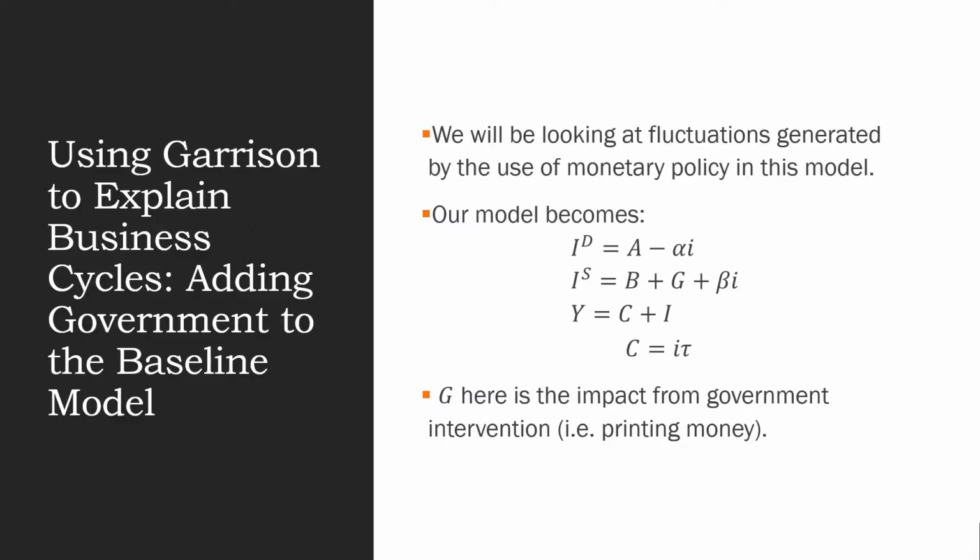So, in the traditional Austrian perspective, we'll be looking at fluctuations generated by the use of monetary policy in this model. Garrison's model is 4 equations in our baseline case. And the only difference between this and our baseline is going to be this G term right here, which is our government intervention or monetary policy, and G we can just interpret as the printing of money or government intervening to supply more loanable funds.